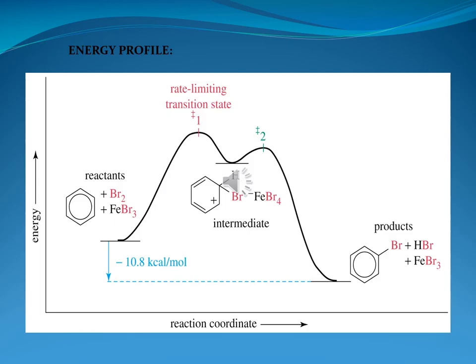Let's see the energy profile diagram of bromination. In the energy profile diagram, as you can see over here, we have energy on the y-axis and reaction coordinate, that is time, on the x-axis. Initially, when the benzene molecule is treated with bromine in the presence of iron tribromide, we require 10.8 kilocalorie per mole of energy, because at this stage the reaction is endothermic and maximum energy is required to start the reaction.